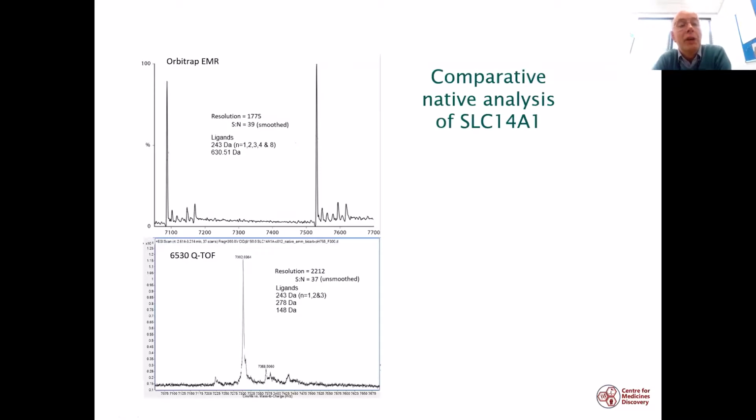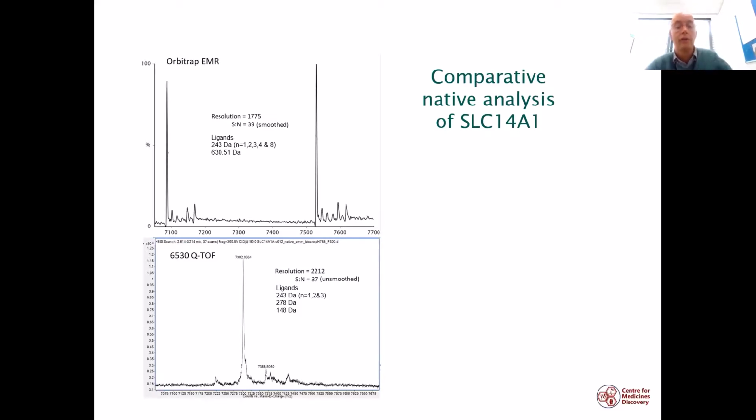I just want to say one more thing about instruments. The consensus in native mass spectrometry is that you need to use an Orbitrap in order to do this type of work. The argument being that the Orbitrap will give you the highest resolution, and you need that high resolution in order to identify ligands, in order to identify potential drug binding events. Well, you do need that resolution, that's absolutely true.